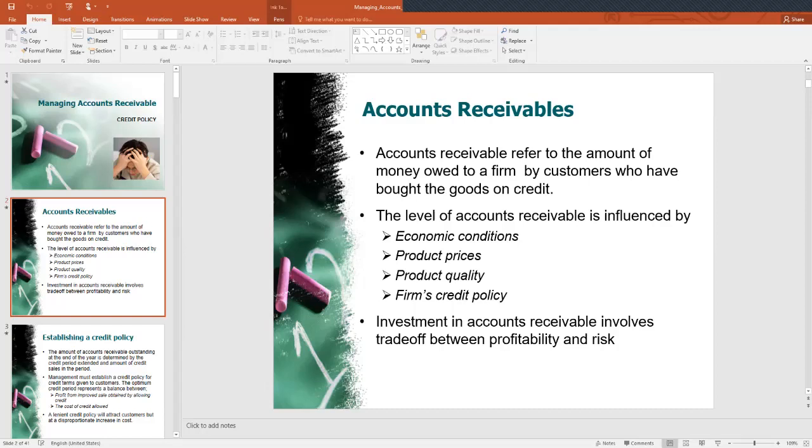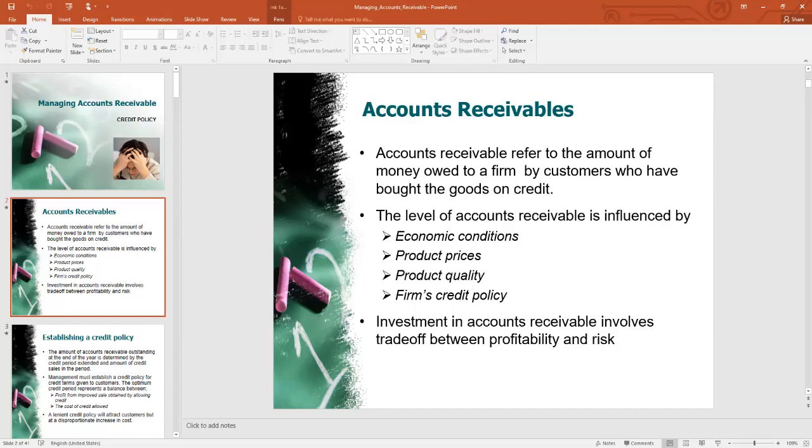And if as a company you sell both on cash or on credit, and the amount of sales is increasing, that implies more cash sales and more credit sales, and by implication you'll be having a higher value for accounts receivable.